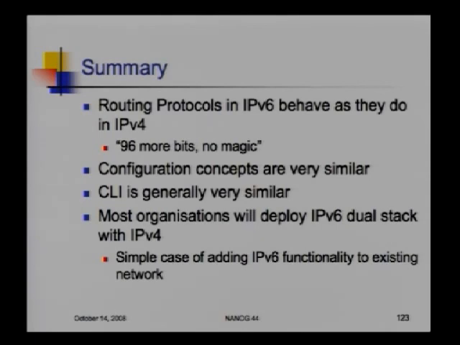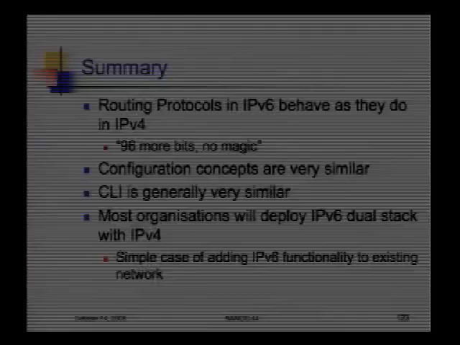But actually doing the routing protocols, well, okay, it's a neighbor, whether we're typing numbers with colons or numbers with dots, it's just a number. The policies are all the same and so forth. So certainly as far as routing protocols go, v6 is basically v4 with really big addresses. Most organizations are going to deploy v6 dual stack alongside existing v4. I don't imagine anybody is going to just go v6 pure for many years yet. So it's simply a case of adding v6 functionality to the existing network. And that is all I have for you.